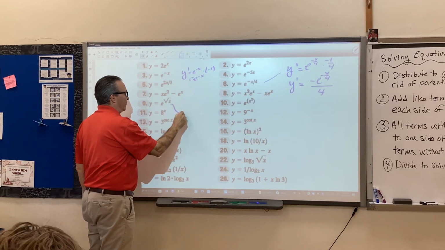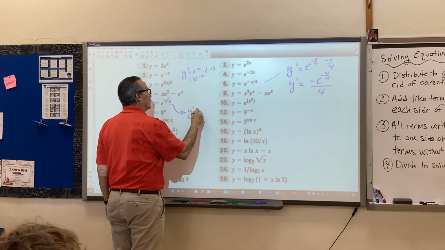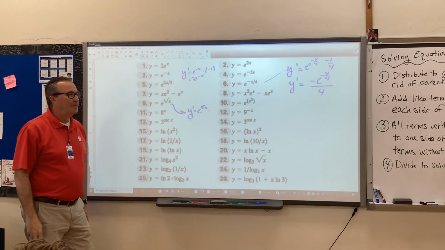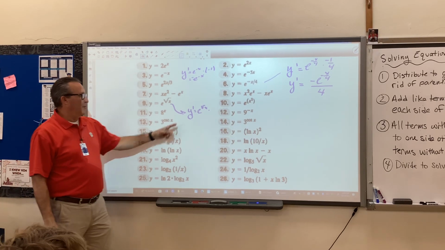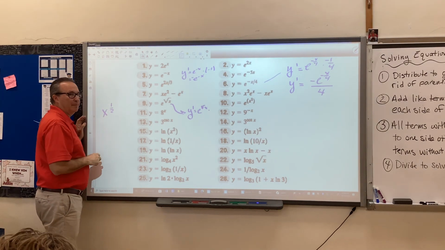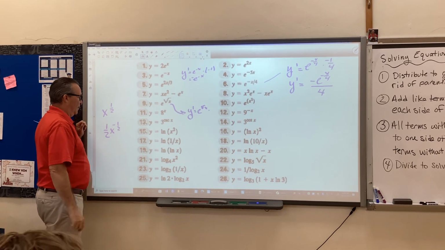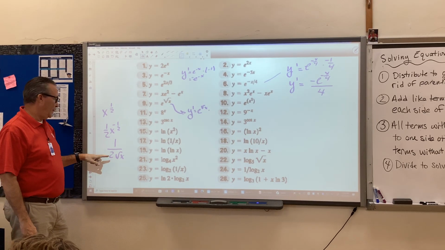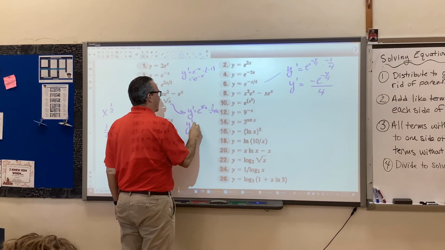9. E to the power of square root of x, yeah. Times the derivative of the square root of x, which is x to the 1/2, so 1/2 x to the negative 1/2, which is 1 over 2 square root of x. Okay. Right?